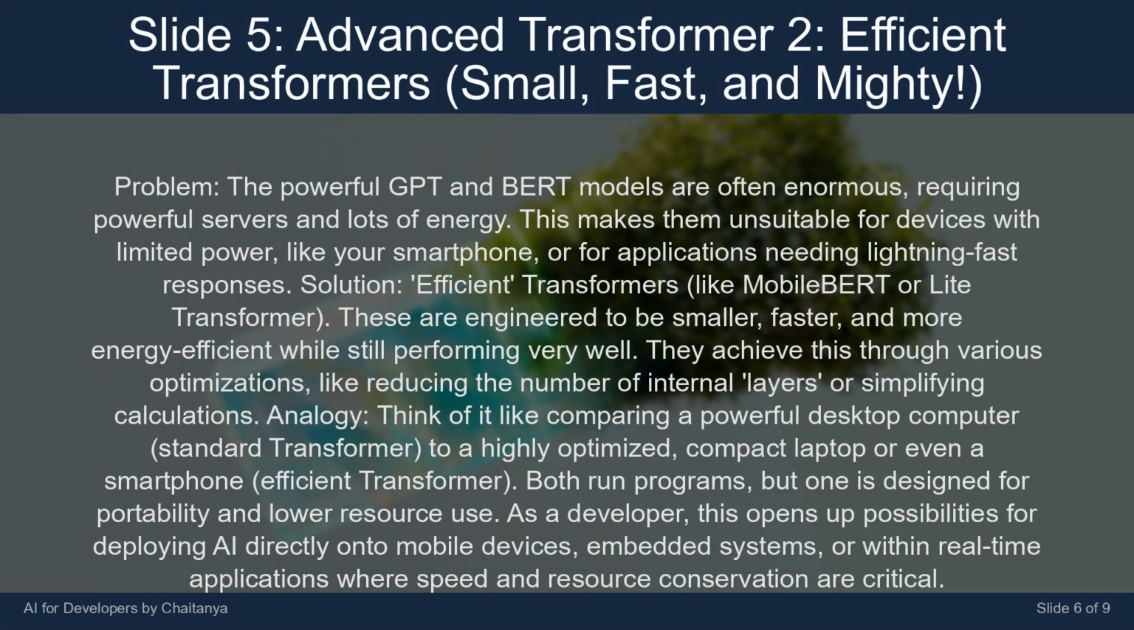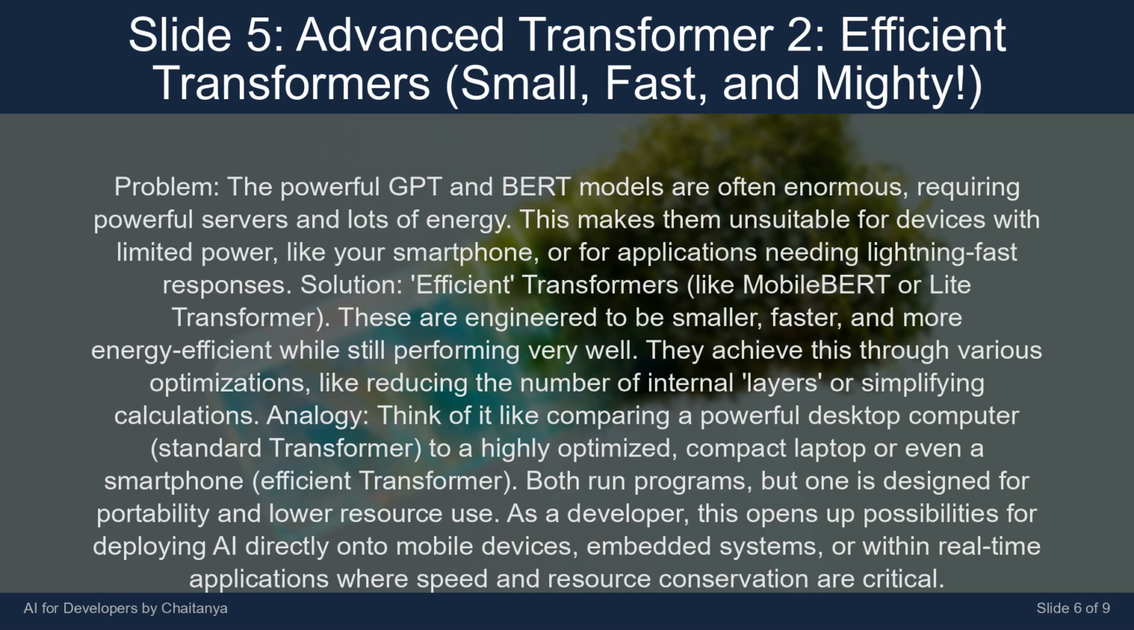Problem: the powerful GPT and BERT models are often enormous, requiring powerful servers and lots of energy. This makes them unsuitable for devices with limited power, like your smartphone, or for applications needing lightning-fast responses. Solution: efficient transformers, like MobileBERT or Lightweight Transformer. These are engineered to be smaller, faster, and more energy efficient while still performing very well. They achieve this through various optimizations, like reducing the number of internal layers or simplifying calculations.